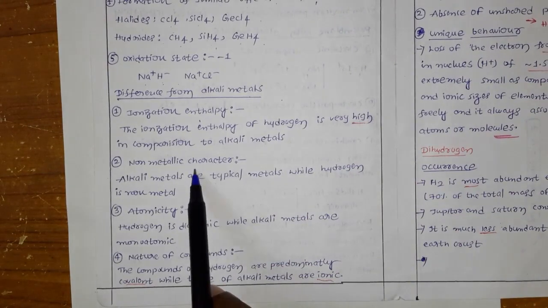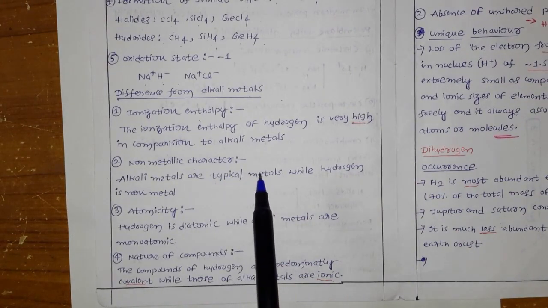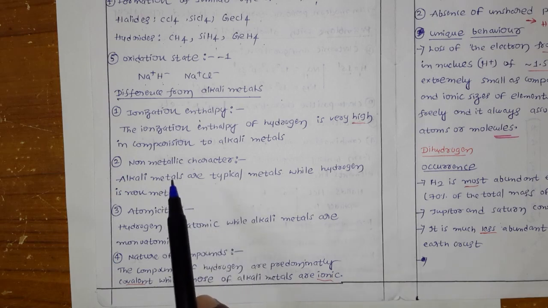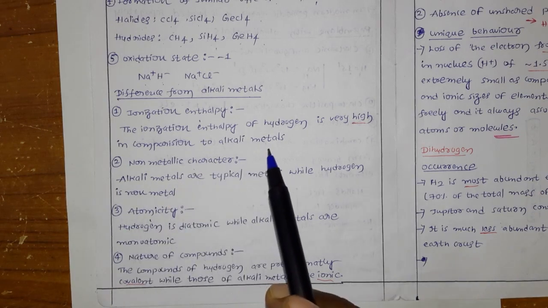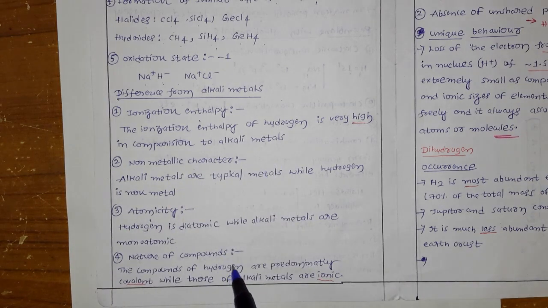alkali metals. Next, the second one, non-metallic character. You know that alkali metals are all metals, but hydrogen is a non-metal, so this is one more difference. Third one, atomicity. You know that all the elements in the alkali metals are monoatomic, but hydrogen is diatomic.